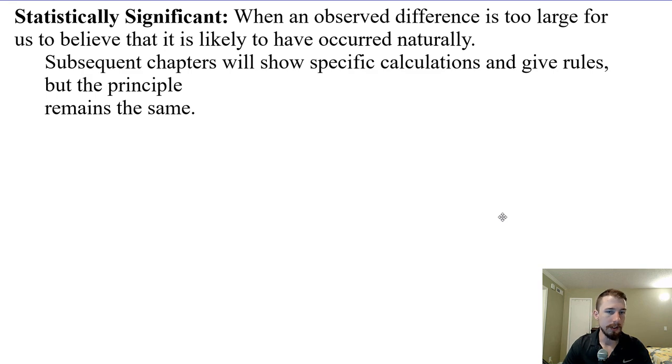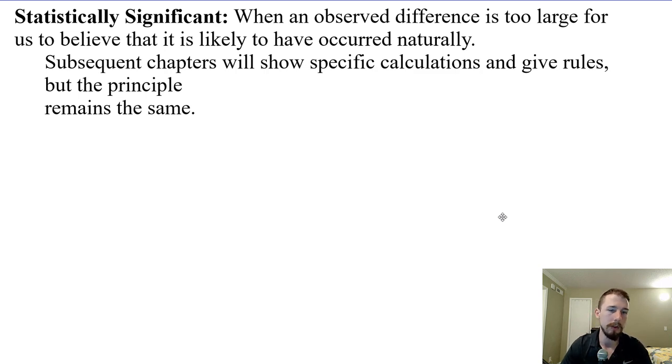So statistically significant is when an observed difference is too large to have occurred by chance. Now we'll be able to quantify this value with p-values next semester, but for now you just need to know it's an observed difference that's too large for us to believe that it likely occurred by chance. So it's not natural. There's something going on here. That's when we would say the difference was statistically significant.